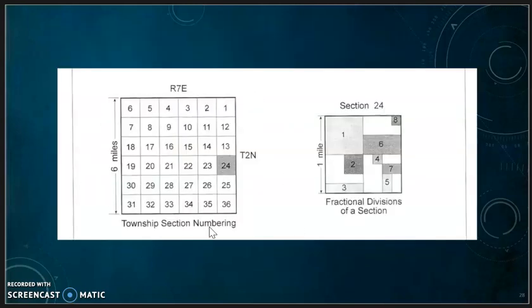So once we have our township and range, township 2 north, range 7 east, this is broken up into 36 sections, and then we have section 24. We're zooming in on section 24, and it's broken up into its 4 divisions, and then those 4 divisions are broken up into fractions. So this would be within the southwest section, and then this number 4 would be in the north fraction of the southwest section.